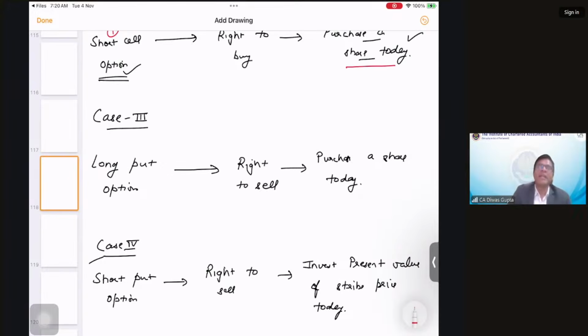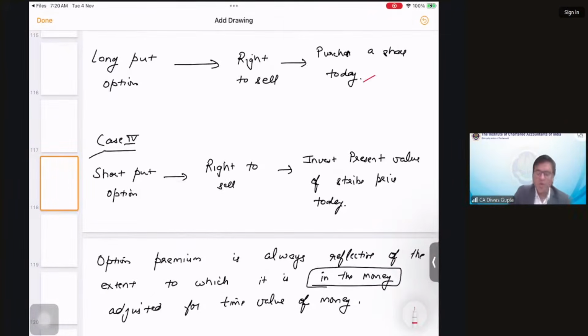We are taking a purchasing of the put option. In case we are purchasing a put option, that means we are purchasing a right to sell. If you're purchasing a right to sell, that means we also need to purchase a share, because tomorrow, if you're going to exercise that option, we will have to sell the share. So what we will do, we will purchase a share today, students.